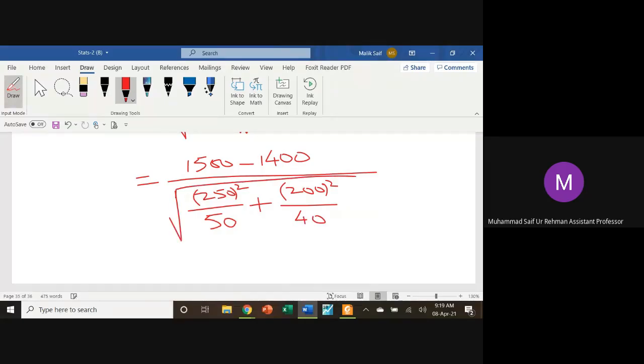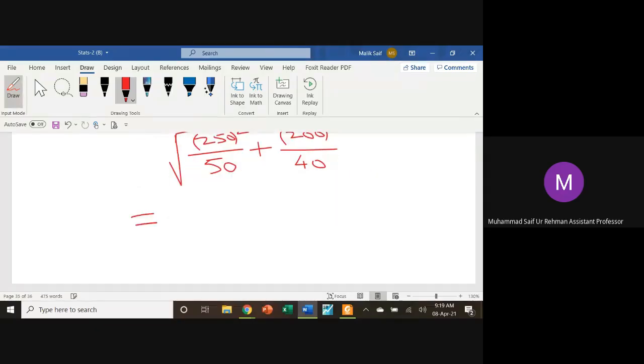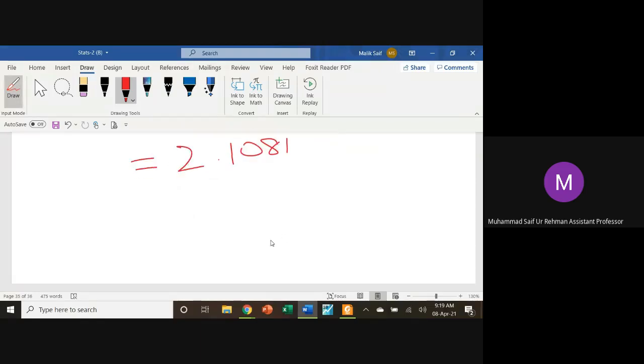And square root. If you have a calculator with you, you may solve it. See the answer: 2.1081. You can confirm it from the answers because answers for self-review are there in the book. I don't know, but you have to check.